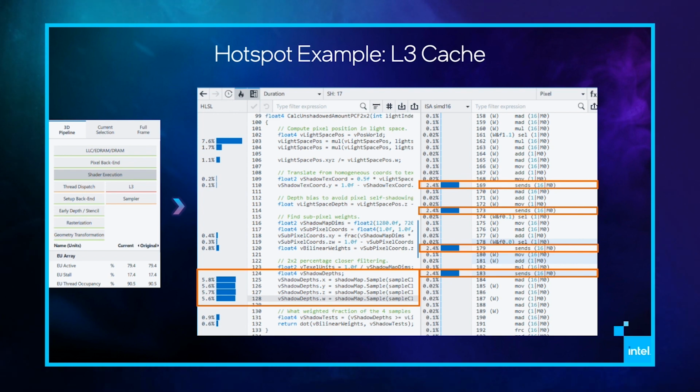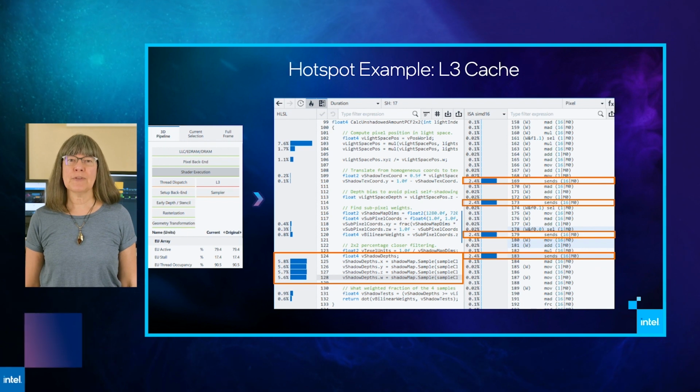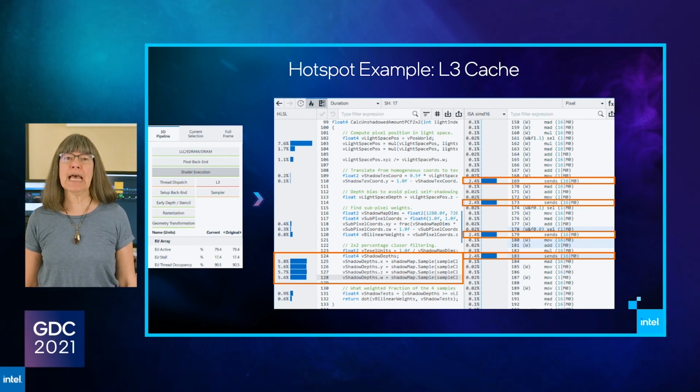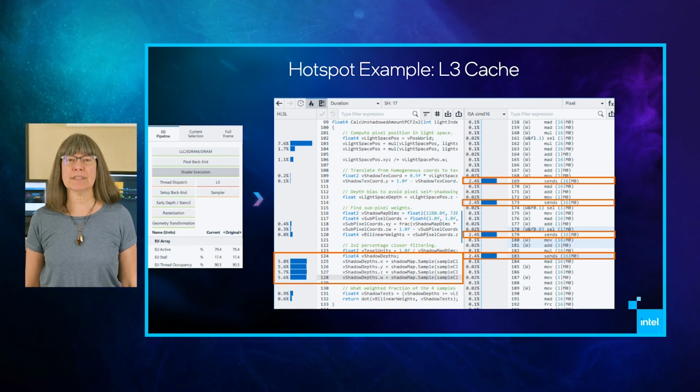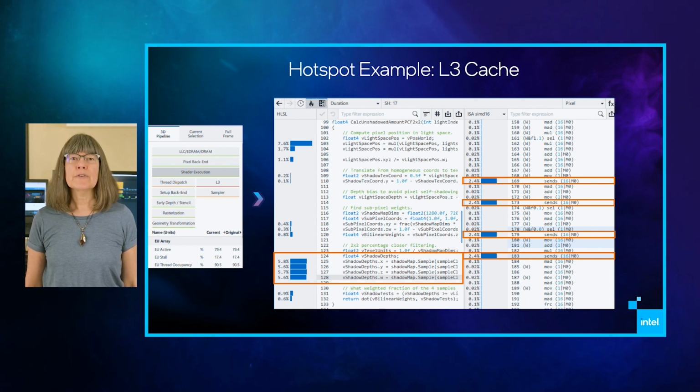In this case, it will be the calc unshadowed amount PCF 2x2 function, which samples from shadow map and reads the constant buffer. Graphics Frame Analyzer will facilitate analysis of these resources in more detail and make a decision about how to optimize access to them. For example, change formats, dimensions, or data layout. Further analysis of this example is outside the scope of this presentation.